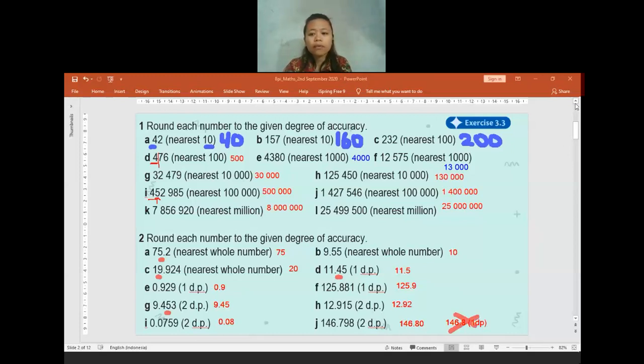Is there anyone having any question? Is there anyone? No? Until question 2, no question? For sure? If no one has a question, can I move to the next slide, or do you want to check the answer first?